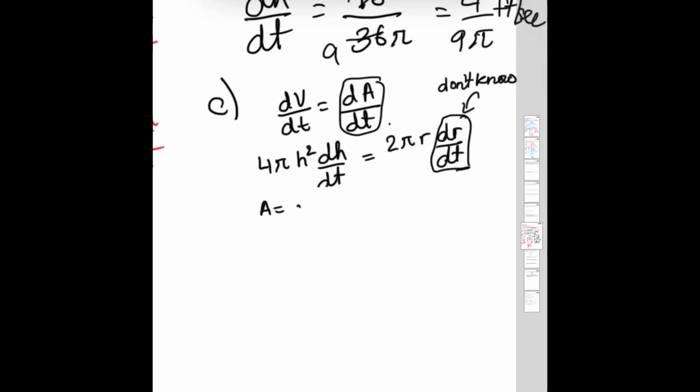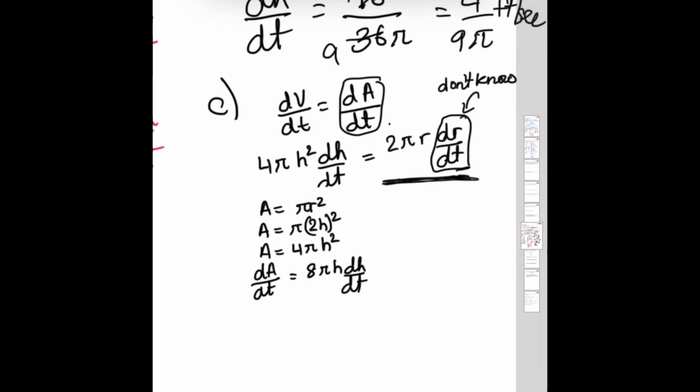So my area was what? Pi r squared. So I'm going to substitute r with 2h, right? Isn't that the relationship we came up with? r is 2h. So this would be what? Area is 4 pi h squared. Now take the derivative of it. So dA/dt is what? 8 pi h dh/dt. So I'm going to basically substitute this side here with this, right? That's what I'm going to do. So I'm going to rewrite this whole thing again.